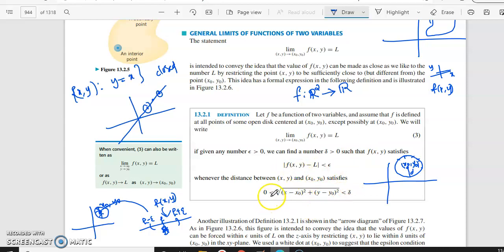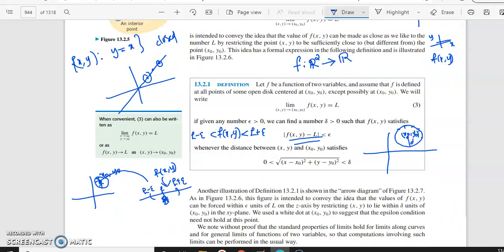So when you have 0 less than root of (x minus x naught) whole square plus (y minus y naught) whole square less than delta, correspondingly if modulus of f of x, y minus L is less than epsilon, the meaning is this. When you remove the modulus, you will get L minus epsilon less than f of x, y less than L plus epsilon. Then we say that this limit exists. So when x, y belongs to this open disk, f of x, y lies in the interval L minus epsilon to L plus epsilon, then we say that the limit exists.